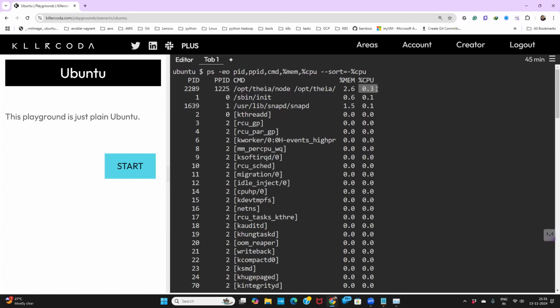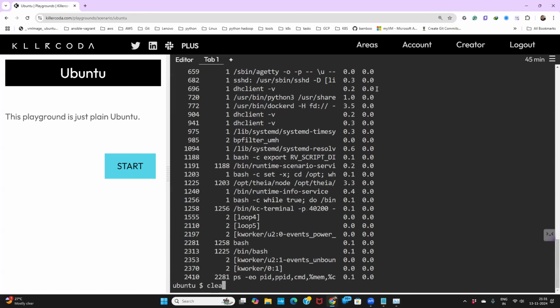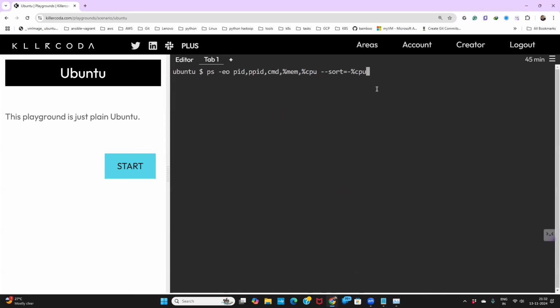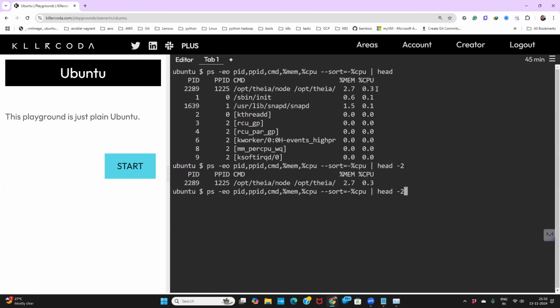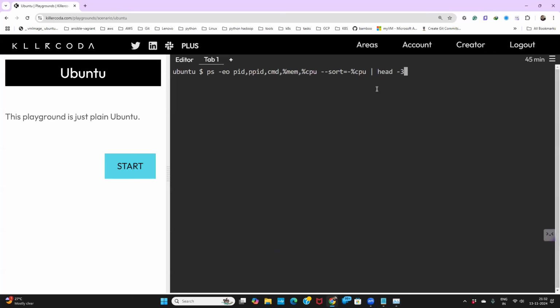And also, I don't require all the processes. I require the top 5 only, top 10 only. You can use the pipe symbol and head. Head means top 10 only. No, I require only top 2. Only top 3 lines I require. The head command will print the top, and the tail command will print the bottom.